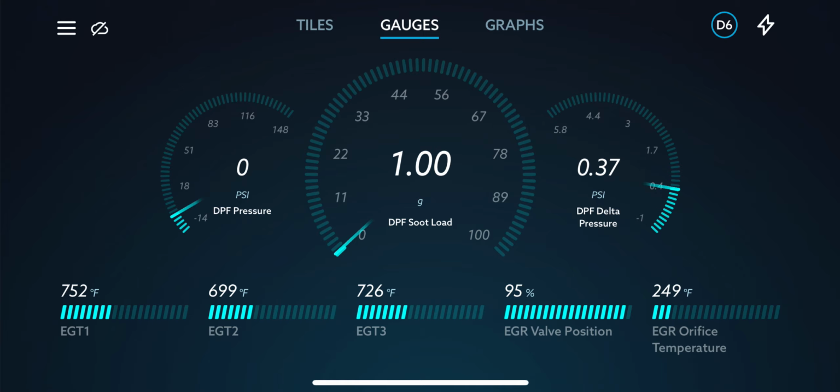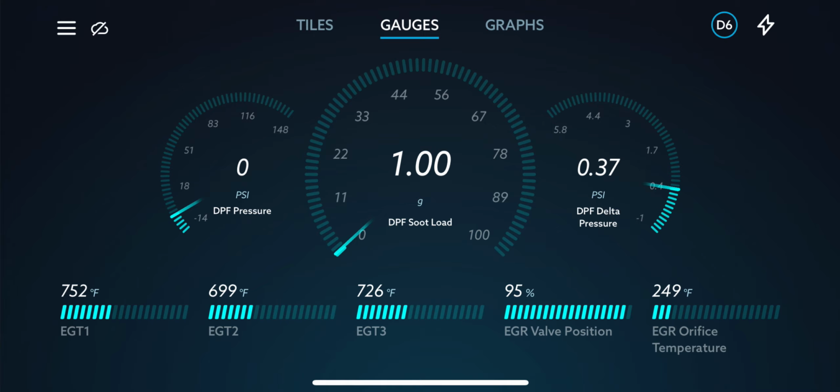So I want to talk about a couple things here. One, cold air intakes, cold air going into your engine. I'm gonna say it's worthless. Two, I'm gonna talk about EGR valve position, and three, EGR orifice temperature. I'm gonna clarify everything up, so just kind of bear with me.